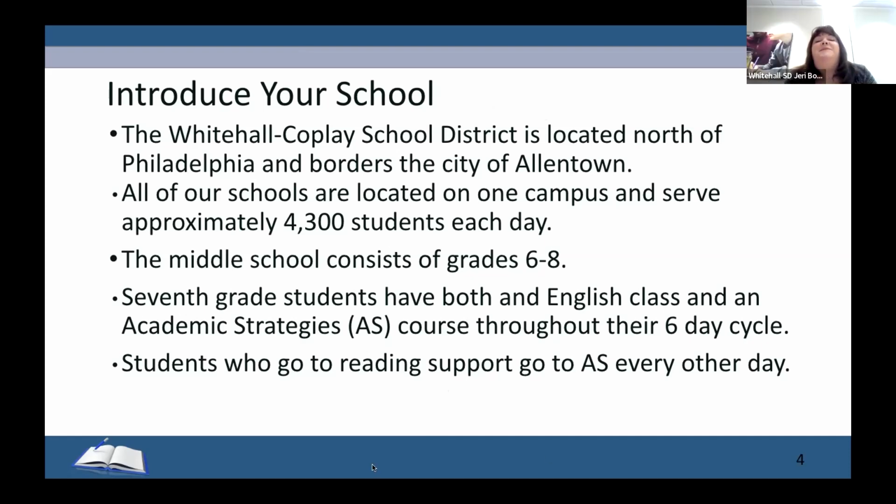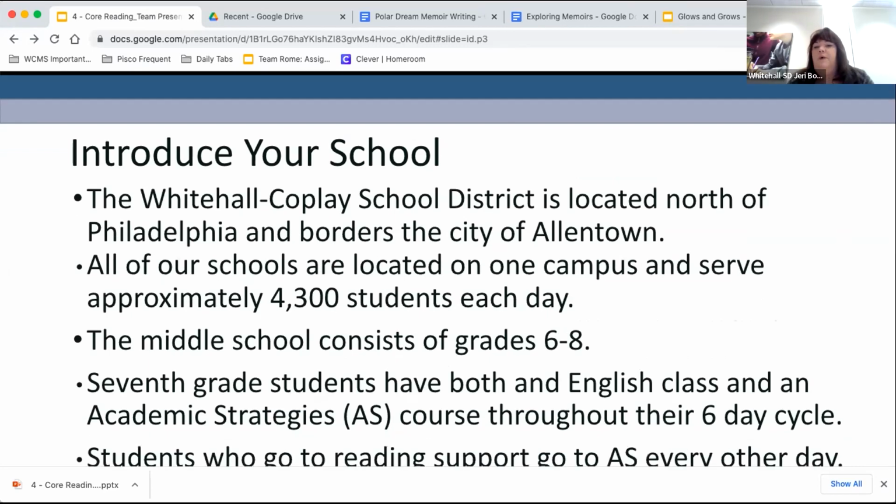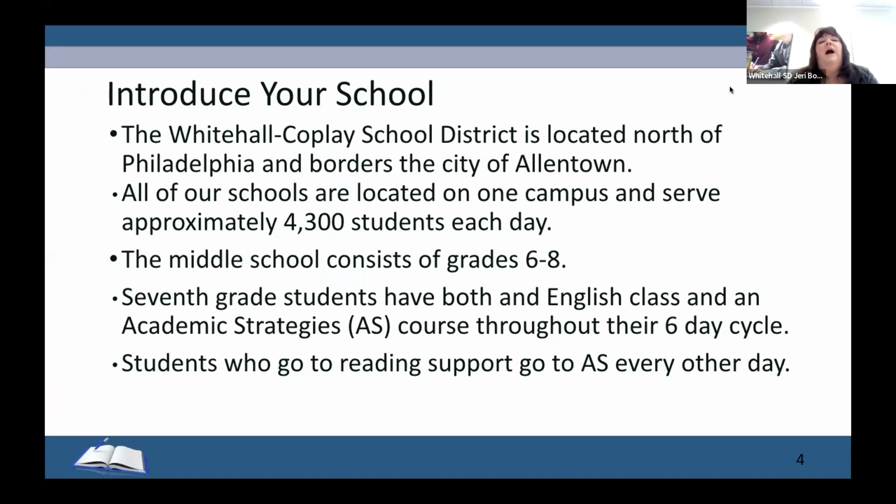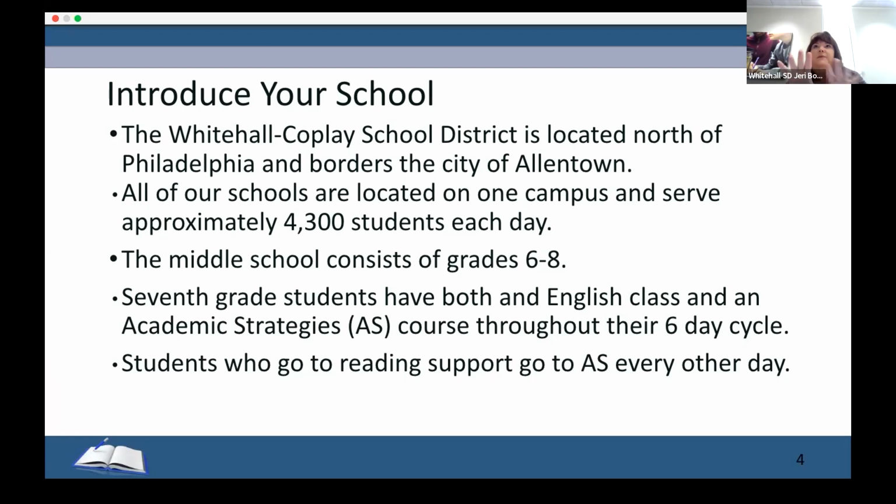So our school, Whitehall Copley School District, is located north of Philadelphia on the borders of the city of Allentown. All of our schools are located on one campus, and that serves approximately 4,300 students each day. Our school fluctuates at around 1,000 in terms of population. Our middle school consists of grades 6 through 8.